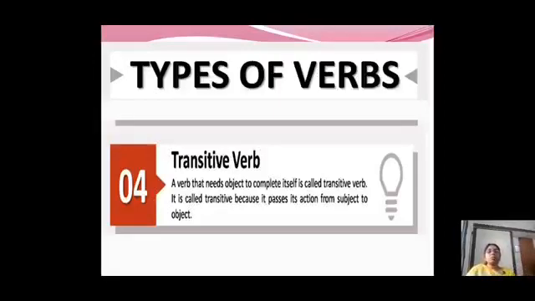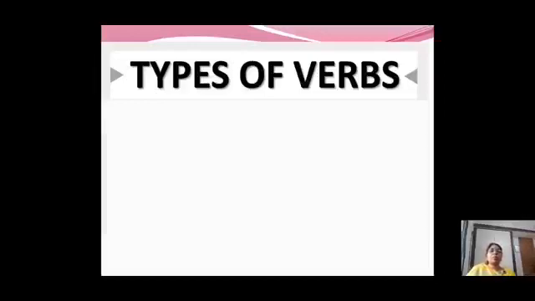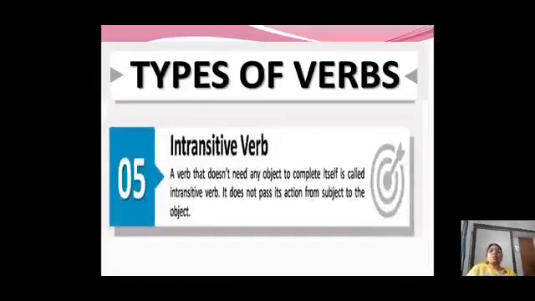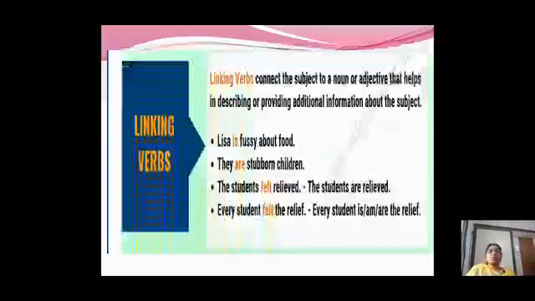Again, just go through the definition. A verb that needs an object to complete itself is called a transitive verb. It is called transitive because it passes its action from the subject to the object. So all actions will be transferred from the subject to the object. Example, what example can you have? Guess. Rose is painting the kitchen wall. Okay. So, Rose is painting the kitchen wall.